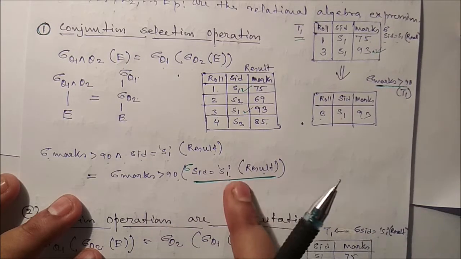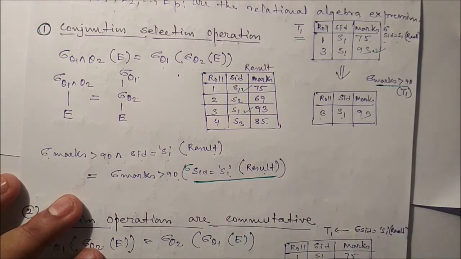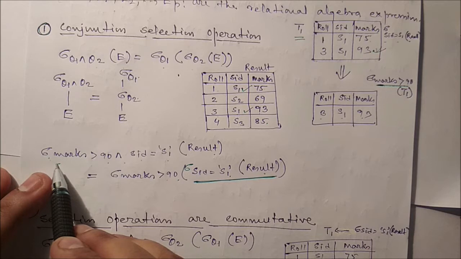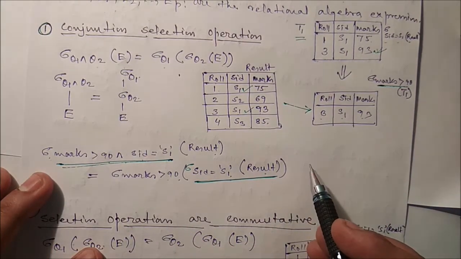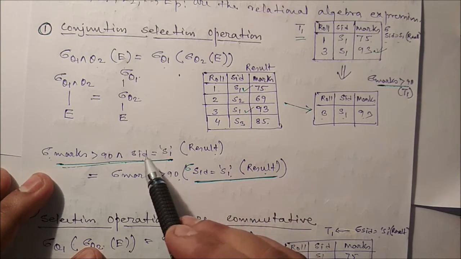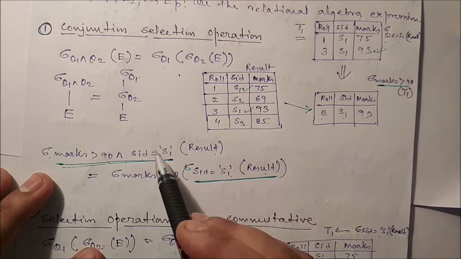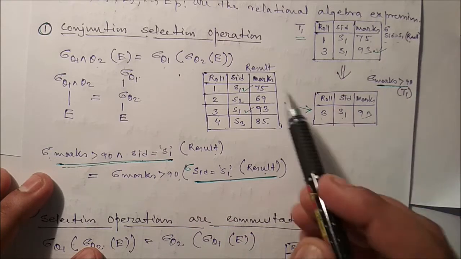So here we apply this particular condition first, then this particular condition. Now if you use both conditions together directly, we can get the same result. That means we can say these two are equivalent, because with the help of these two equivalent expressions, we can get the same result, the same output from the same input.